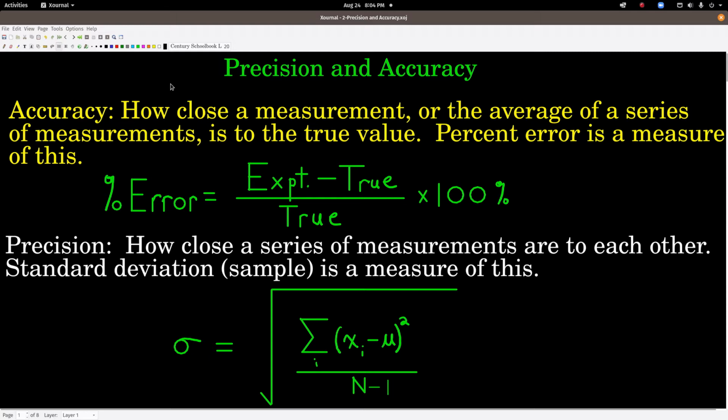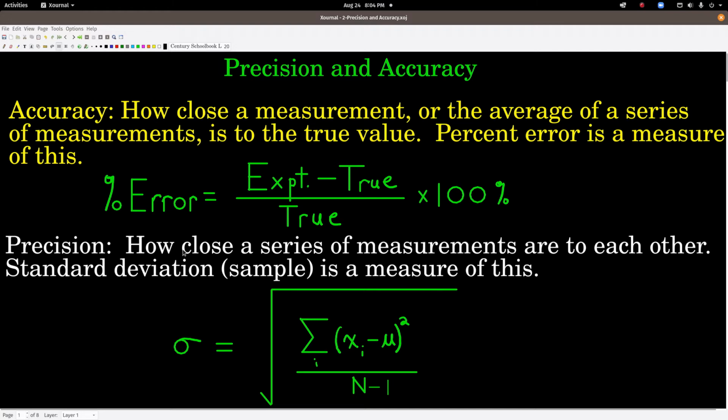The way that we calculate accuracy is percent error. And this right here is the formula for percent error. And it's a pretty easy formula. All you do is you take the experimental value, or if it's a series of measurements, the average of that series of measurements, minus the true value, over the true value, times 100%. If you get a negative number here, that just means that your measurement or average is that percent lower than the true value. If it's positive, that means it's higher.